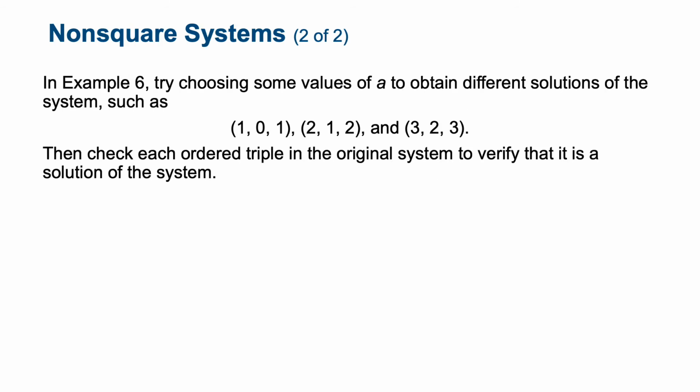For this last example, you could try to choose some values of a, and you can see that would produce different solutions. So let's say if you let a is equal to 1, you would get 1, 0, 1. If you let a equal to 2, you would get 2, 1, 2, and so on, right? You could pick as many as you want, because a represents all real numbers. And then to check it, you could plug any one of these back into the equations, and you'll see that it would work. So pretty cool. Finally, we're going to talk about an application of systems of equations.